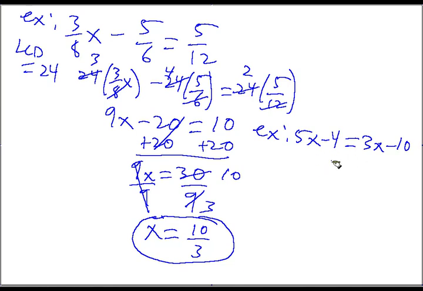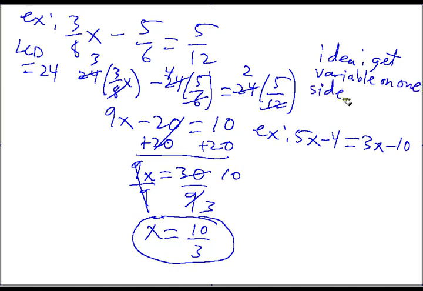Well, there's a couple of approaches. But the main idea, first of all, is to get all the x's on one side and get all the numbers on the other side. It doesn't matter which side. You can choose to move the x's to the right side, numbers on the left side. But in this case, I'm going to choose to move all the x's to the left side and move the numbers to the right side. So again, the main idea is to get the variable on one side and numbers on the other side.